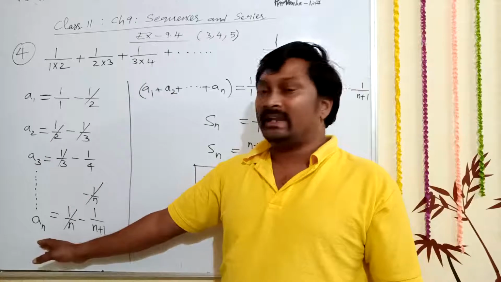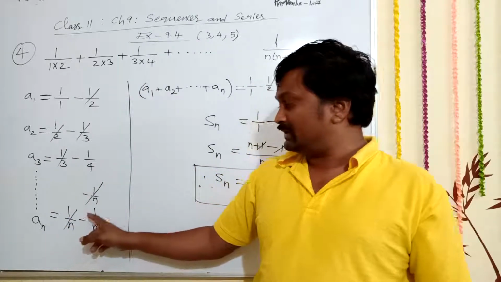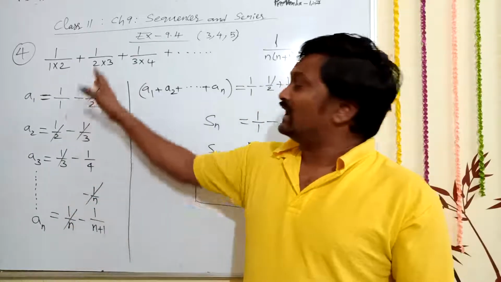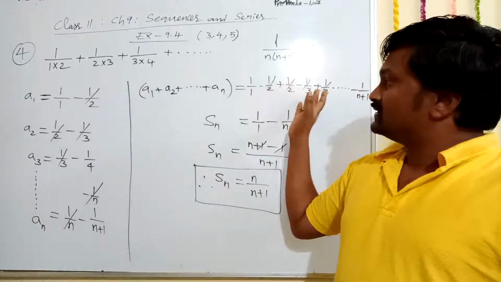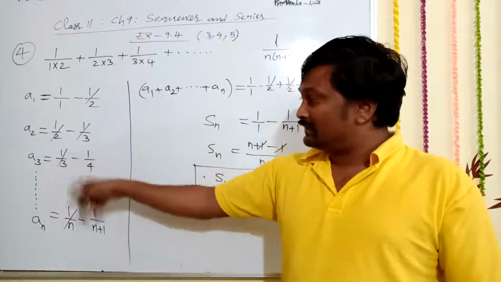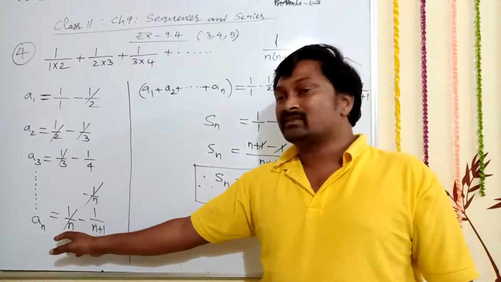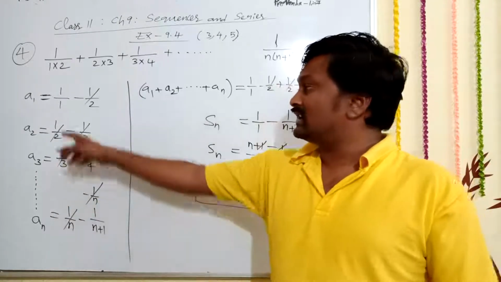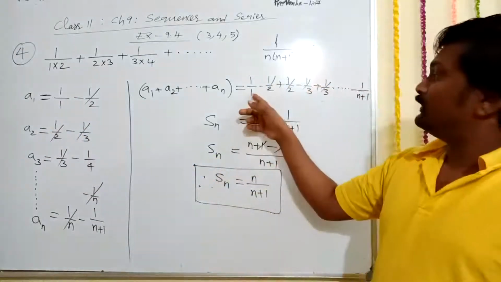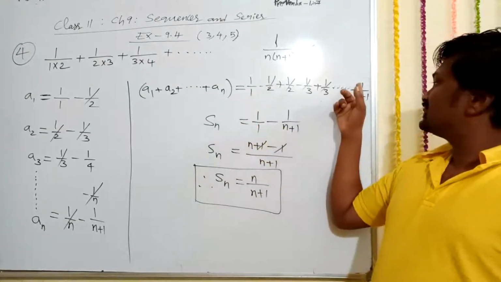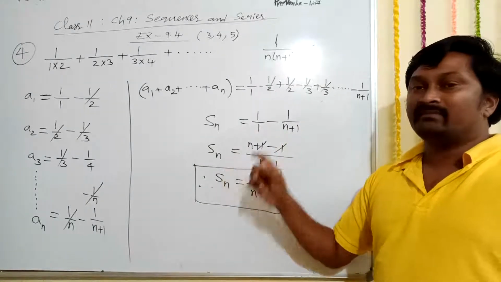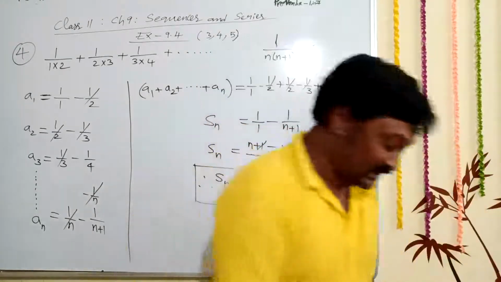So at last, up to An, I wrote 1 upon n minus 1 upon n plus 1. After writing this, summation means what? Adding all the terms. So then minus 1 upon 2 plus 1 upon 2 minus 1 upon 3 plus 1 upon 3. That means here minus 1 upon n, here also plus 1 upon n, get cancelled. At last, the first term and last term are going to be left. The first term is 1 upon 1 minus the last term 1 upon n plus 1. Both of them together give your Sn. Okay, I think no doubt and you have understood.